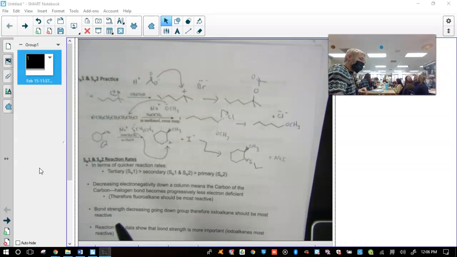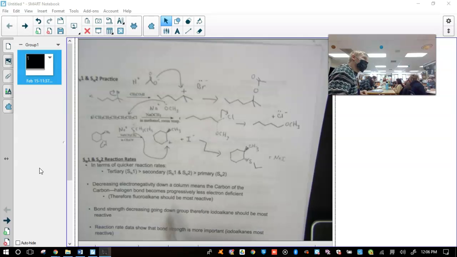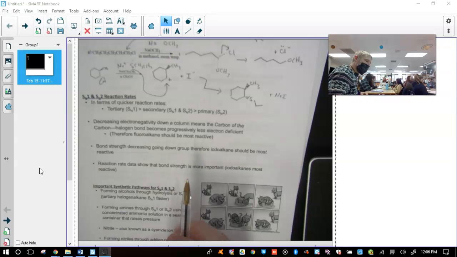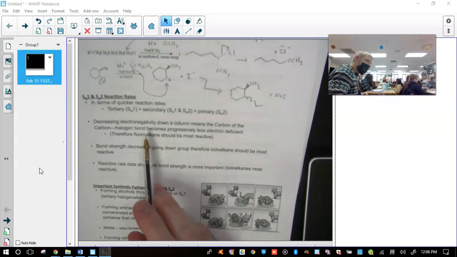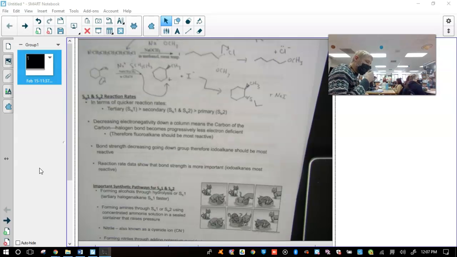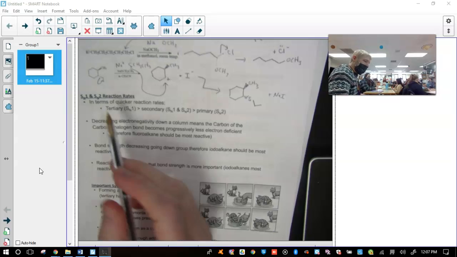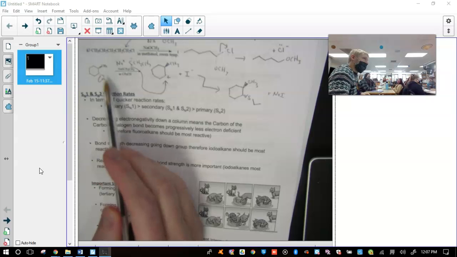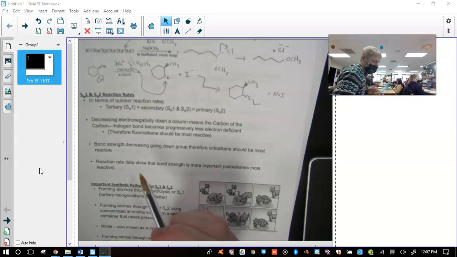Okay, so what this paragraph right here is saying is there's different ways of looking at it. If you're looking at electronegativity, it's going to say that fluoroalkanes are the most reactive. If you're looking at bond strength, then iodine is going to be the most reactive. And experimentally what shows is iodine is actually going to be more reactive in this situation. So if you have, like here, iodine versus chlorine being the halogen attached, this reaction is going to go quicker with the iodine through experimental results.